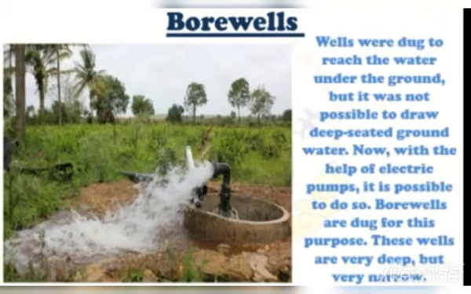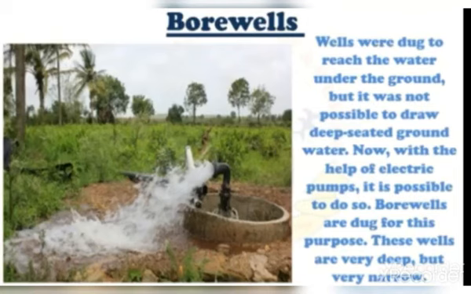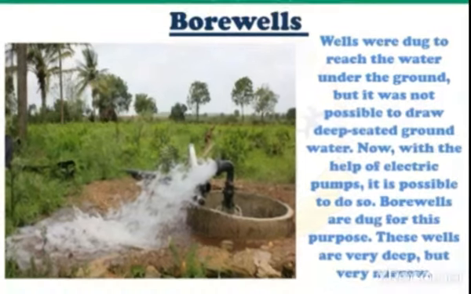Now with the help of an electric pump, it is possible to draw the water which is under the ground. And these borewells nowadays are dug in many places by farmers as well as other people to draw the deep-seated water. Can you see this borewell? See, it's very narrow. These borewells are dug with the help of a machine. Just with the machine, a small narrow hole is drilled inside the ground, and one electric pump is set on that, and the water is drawn, right?